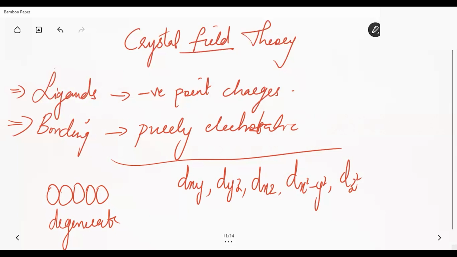However, this degeneracy is lost on the approach of the ligands due to the unsymmetrical negative field provided by the ligands. Due to that, the degeneracy is lost and the splitting takes place. These degenerate d orbitals start splitting, and they will split into two sets. It depends on the crystal field, so that splitting is called crystal field splitting.